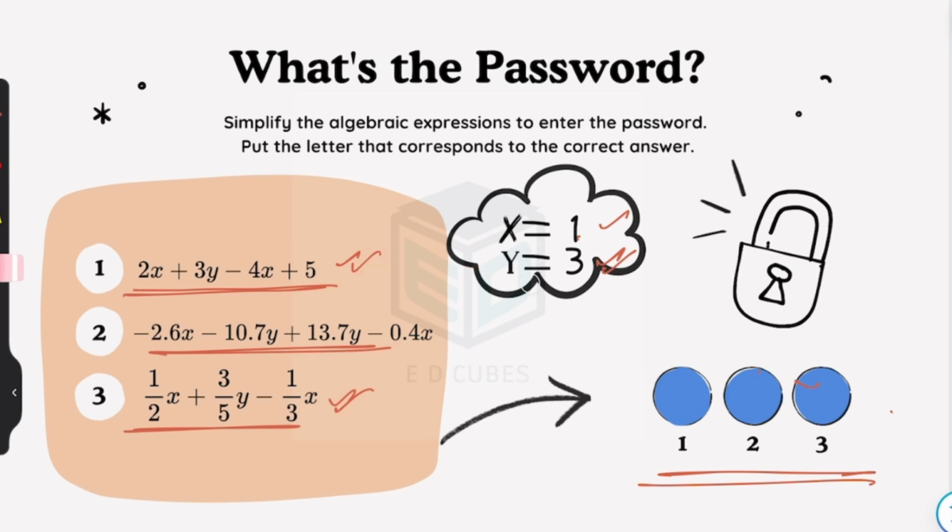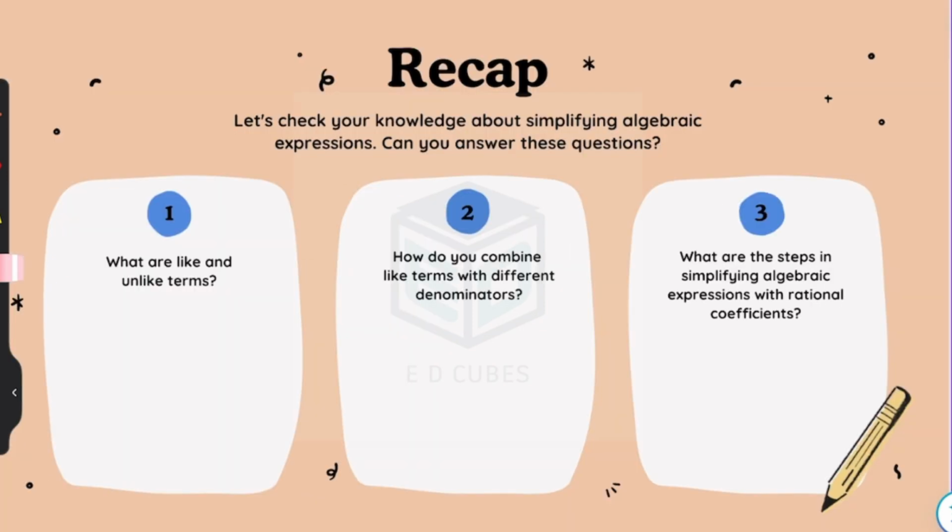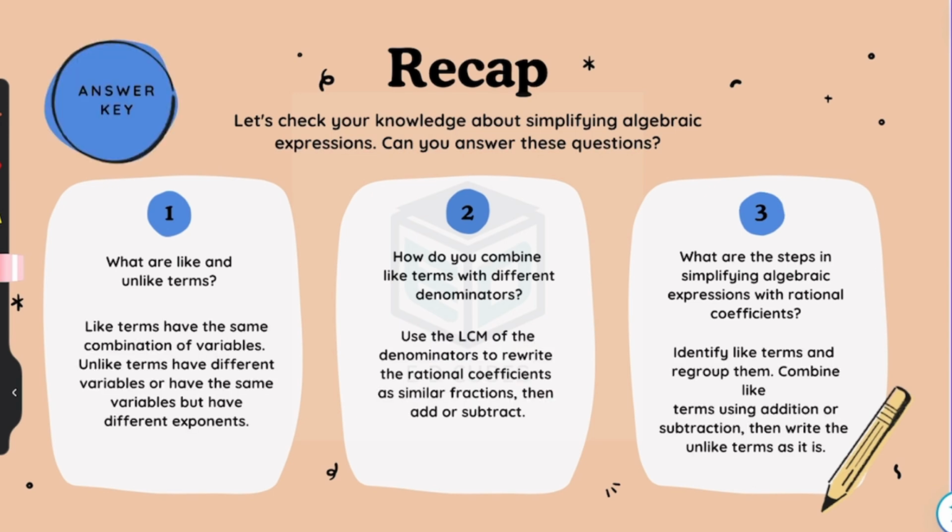Right? Even in coding also, you will grow up, you will be doing coding, and there also you will be using mathematics. Right? So today, what did we learn? We learned about like terms and unlike terms. How do we combine like terms with different denominators? And also how to simplify algebraic expressions, right? So you can note it down. Like terms have the same combination of variables. How to combine the like terms? Use the LCM of the denominators so that we write down the coefficients as like fractions, and then we solve it.